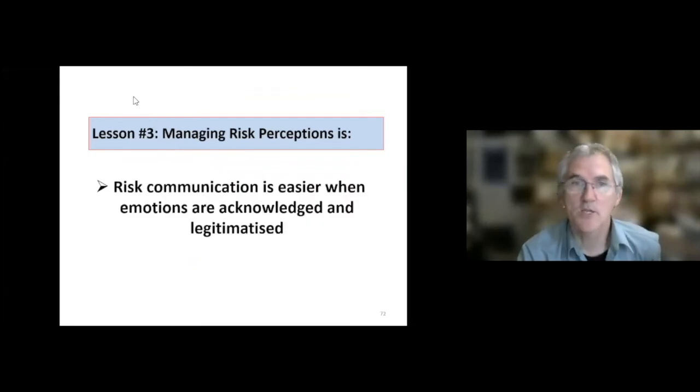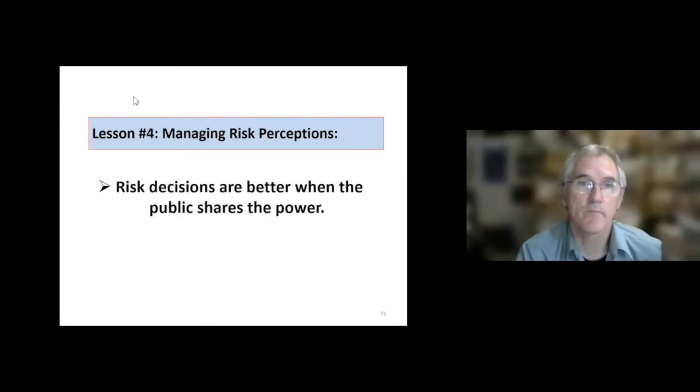Risk communication is easier when emotions are acknowledged and legitimized. So you don't tell people their fears are irrational or unreasonable, such as your fears of spiders, snakes, heights, flying, etc. You must acknowledge and legitimize people's fears. Risk decisions are better when the public shares the power.